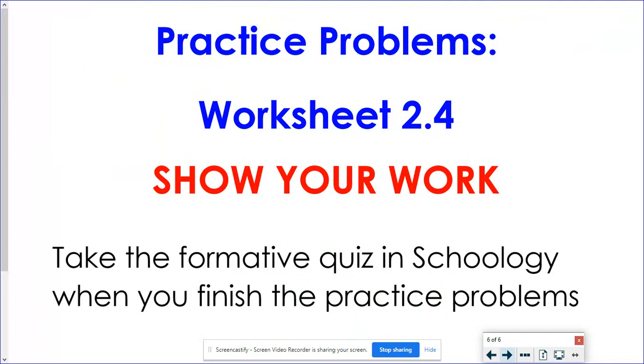Today's practice problems are going to be on worksheet 2.4. Make sure you're showing your work. Make sure you're careful with your signs. Be especially careful when you're graphing with open circles versus filled in circles, that kind of stuff. When you're done with that, make sure that you take the formative quiz in Schoology and let me know if you have any questions.